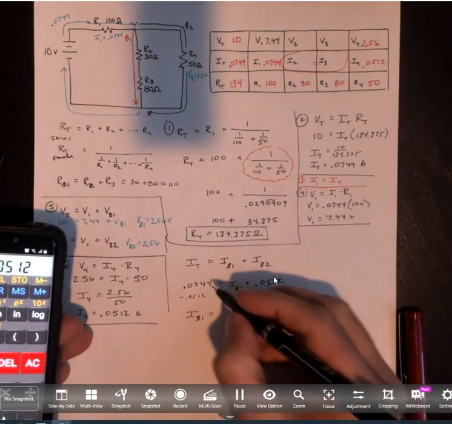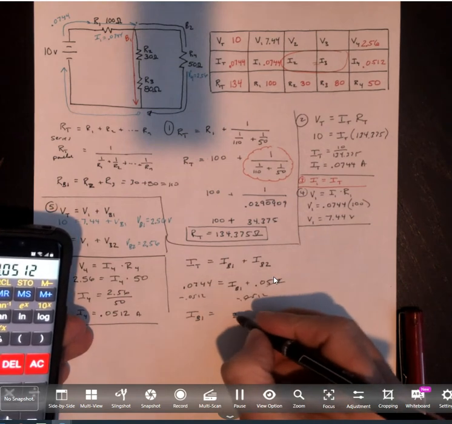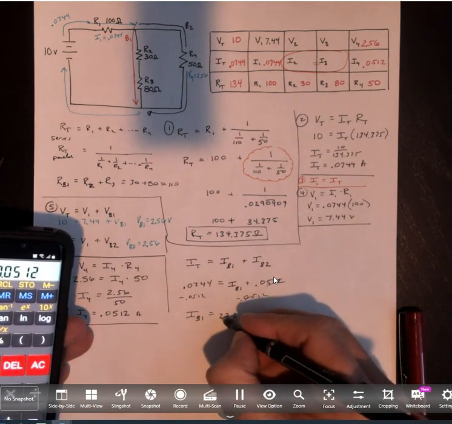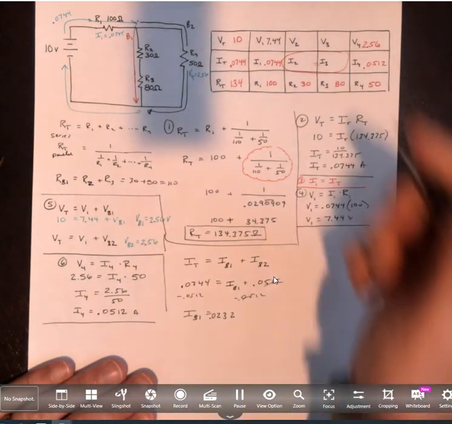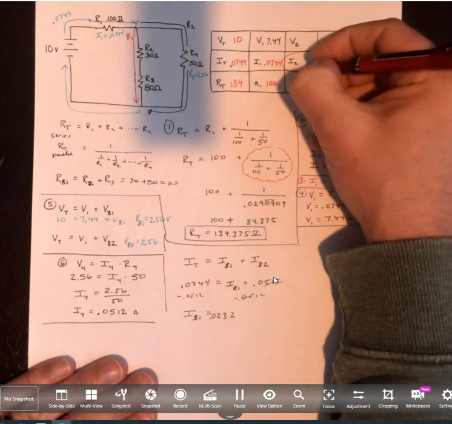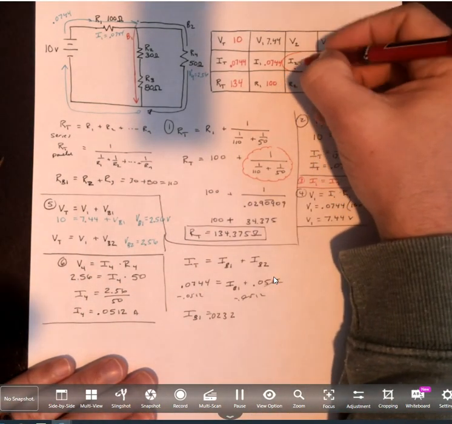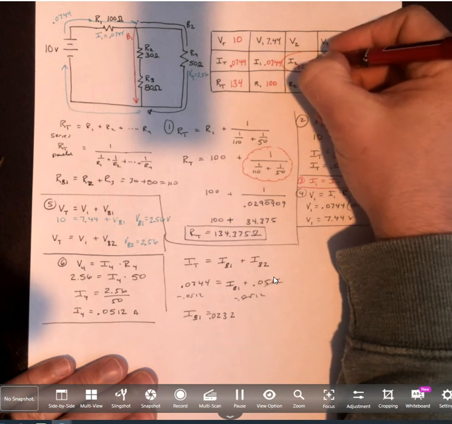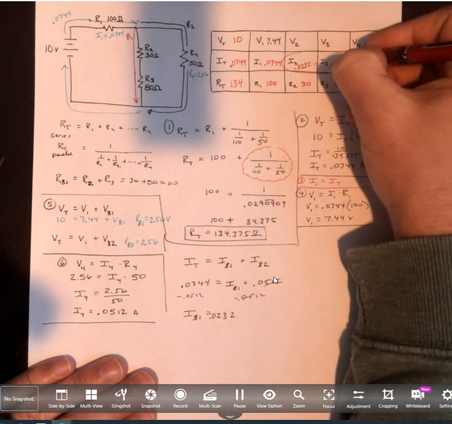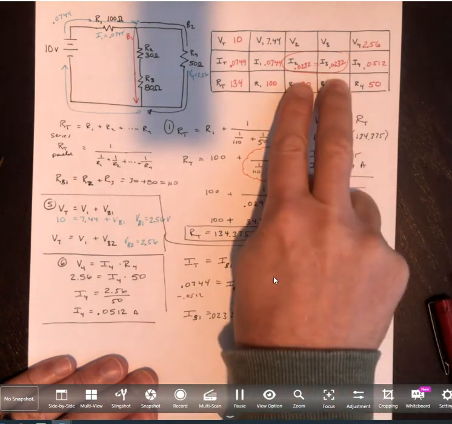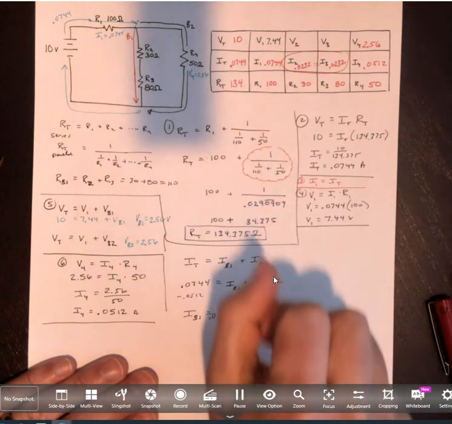And what are we going to get? Let's see, I guess we're going to get 0.0232. Alright, and again, that's the same for both.